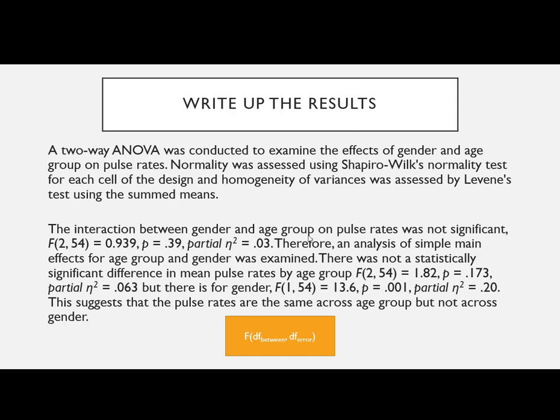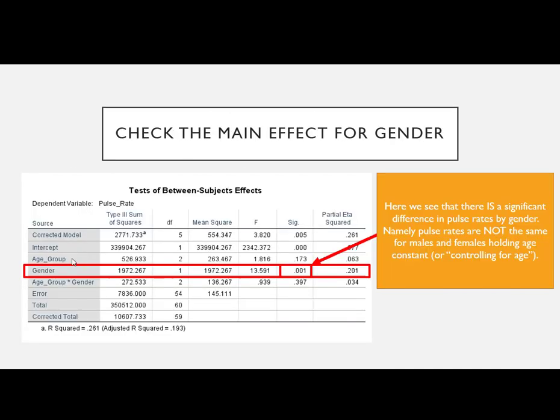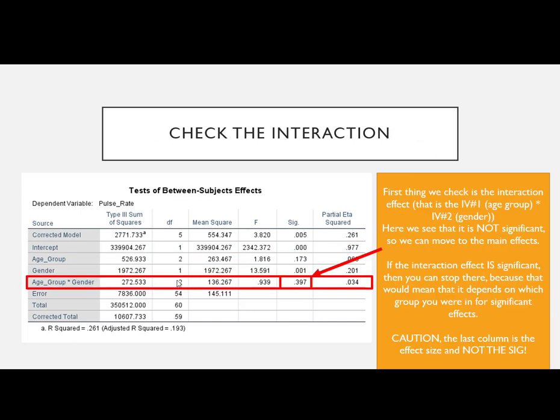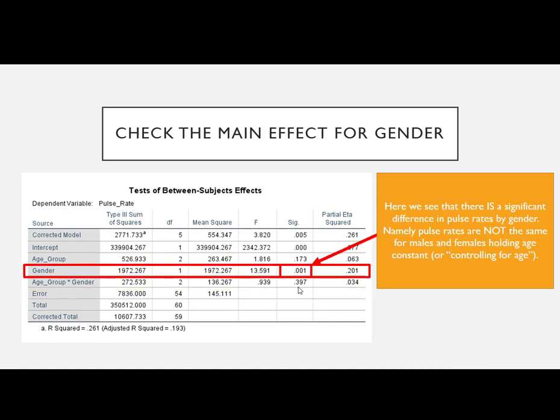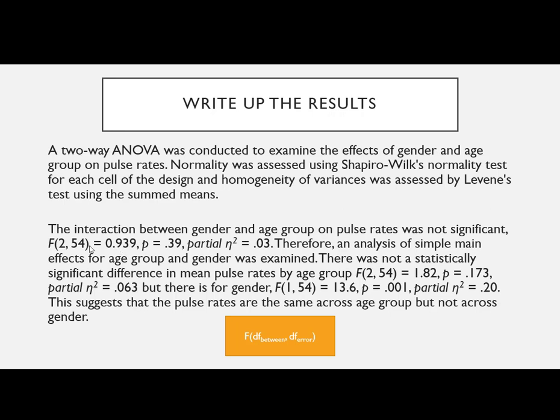The interaction between gender and age group on pulse rates was not significant, and that's why I have this box here, the degrees of freedom between and the degrees of freedom error. So in a one-way analysis of variance, you do between and within, but when we're looking at these multiple comparisons, we have the degrees of freedom. So we're looking at, let me look at this one. We have 2, 54, 9.39, 0.397. So F of 2, 54, 9.39, p is equal to .397, partial eta squared is 0.03. Therefore, if we had a significant interaction, we'd stop here. We didn't, so we're going to keep going.